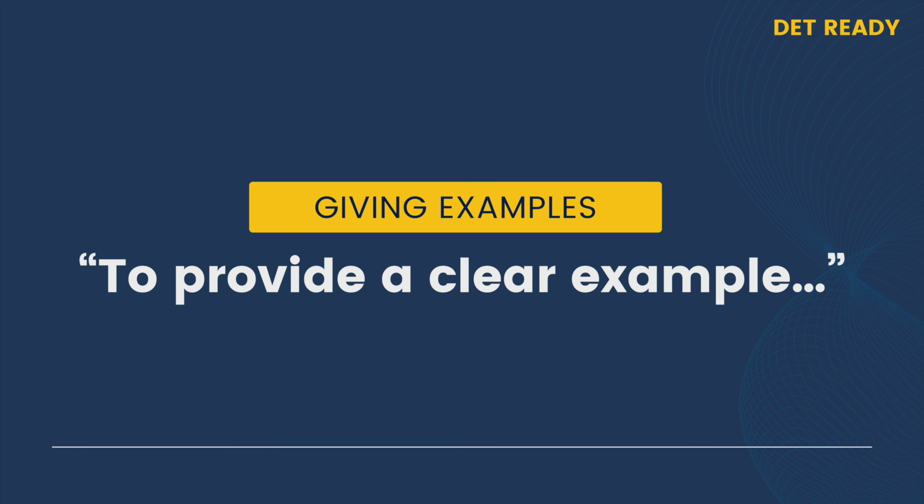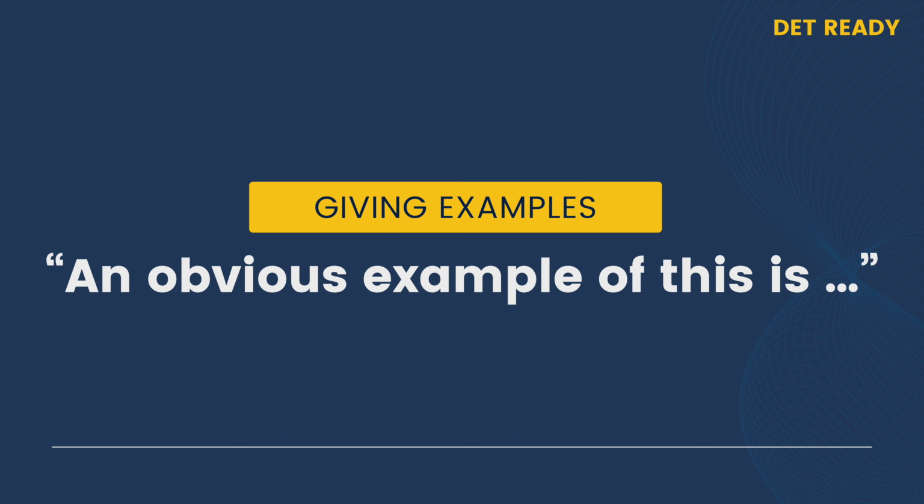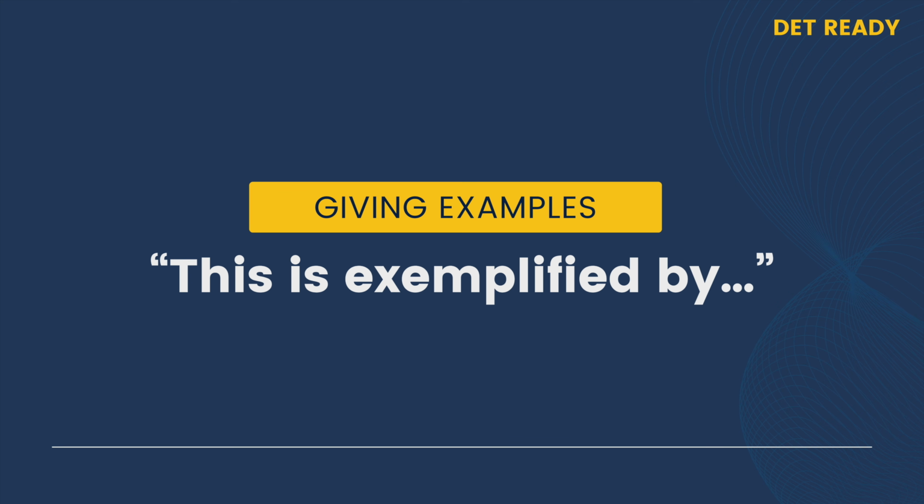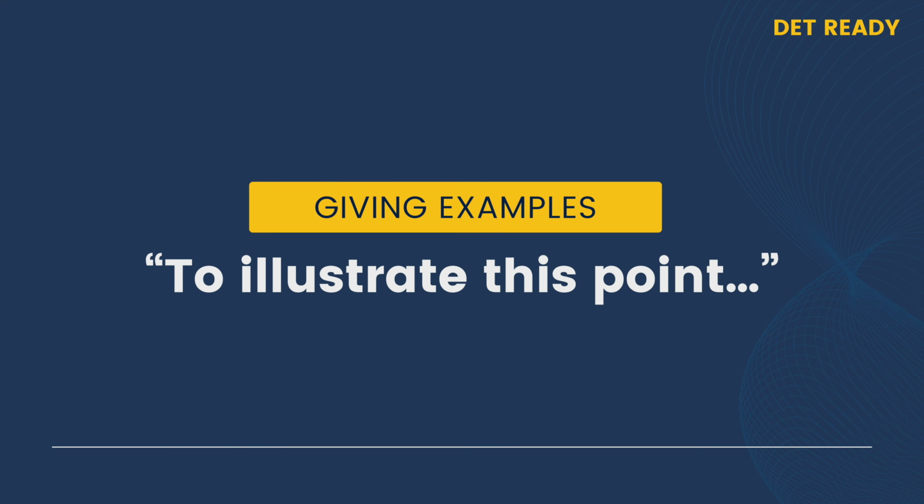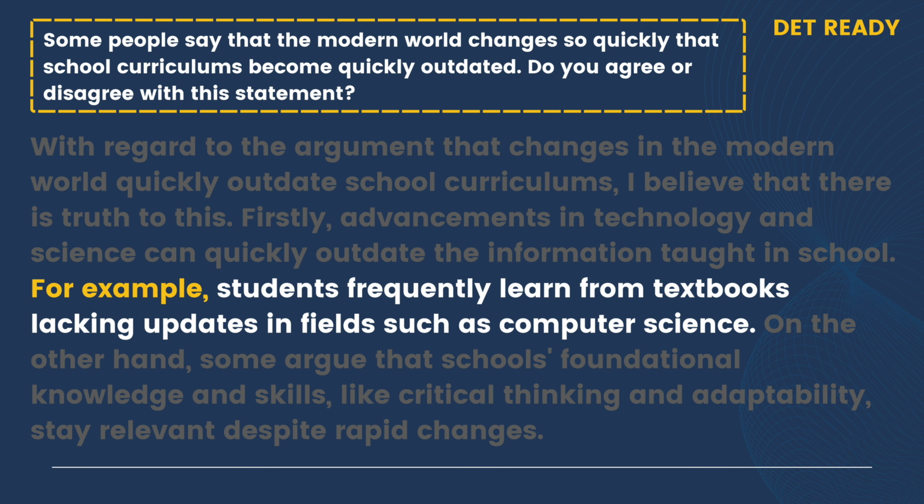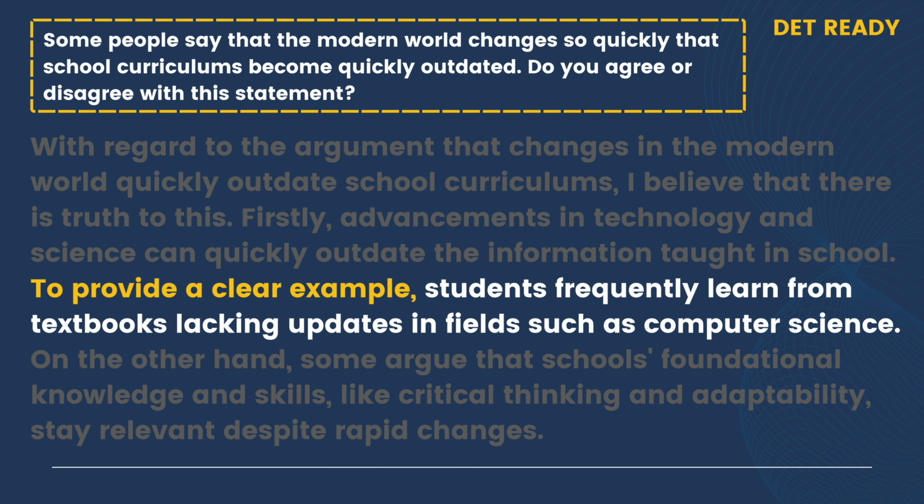To provide a clear example. An obvious example of this is. Exemplified by. To illustrate this point. All of these phrases can be used instead of "for example," and like I said, they do sound more academic. In my sample answer, the one we've been looking at so far, I actually used the phrase "for example." So let's change that up with one of the other phrases I just showed you. "To provide a clear example, students frequently learn from textbooks lacking updates in subjects such as computer science."